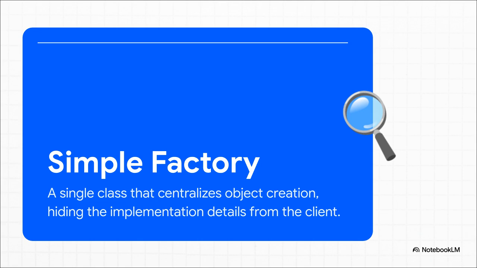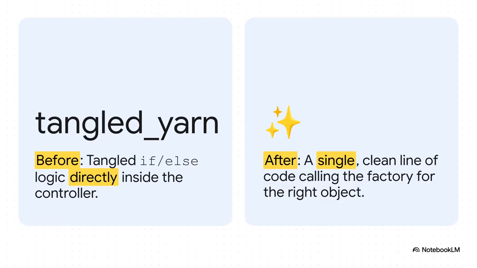I want you to think of it like a dedicated specialist. Its one and only job is to take a request, in this case the employee type, and then hand back the exact object you need. And the best part? It hides all the messy construction details from the controller. And bam, just look at the difference. That ugly, sprawling if-else block that was polluting our controller, it's gone, vanished, and it's been replaced by one single, beautiful line of code. We just ask the factory for what we need, and all that complicated logic is tucked away right where it belongs.